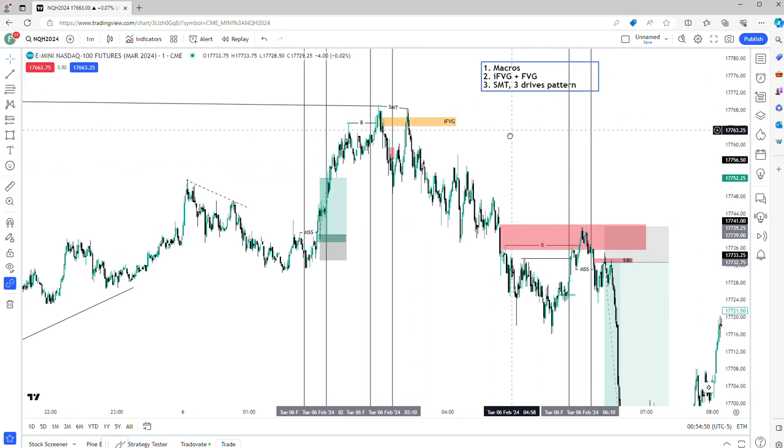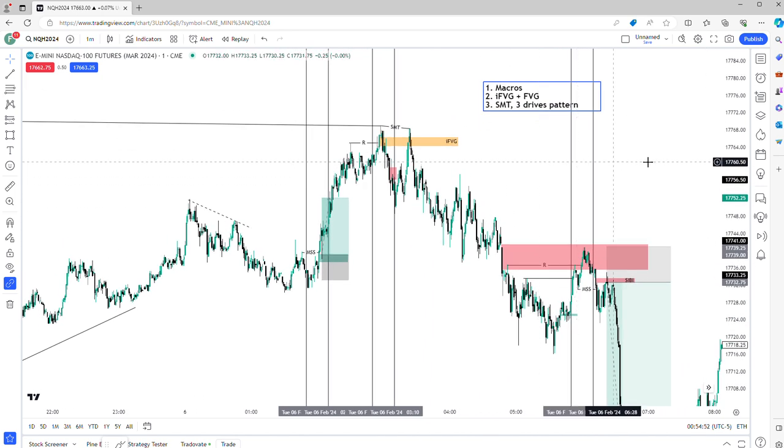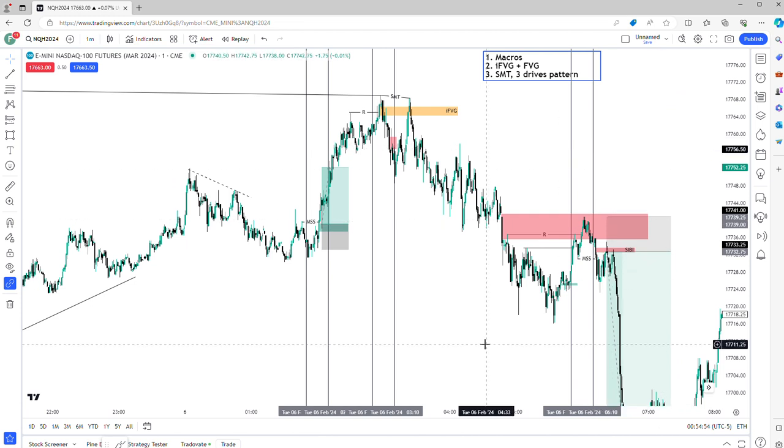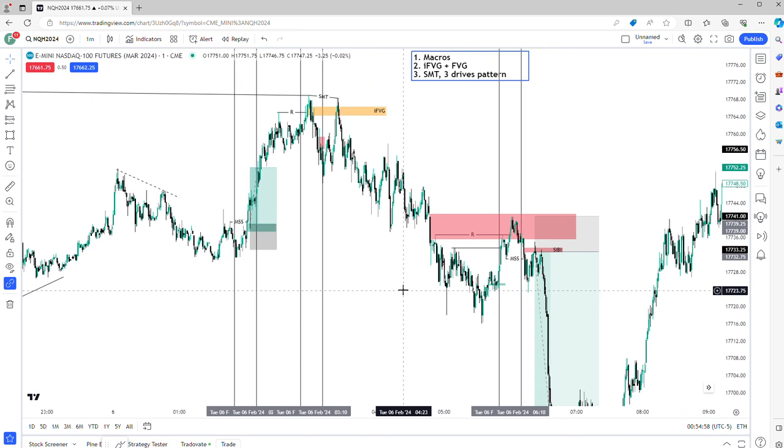But I hope this kind of makes sense. Use macros to your advantage. Really, really important. And guess what? If a macro doesn't do something that you want it to do, then stay out. For example, there's a macro from 3:50 to 4:10. Does that do anything that important? Not really. It's just sitting in that zone.